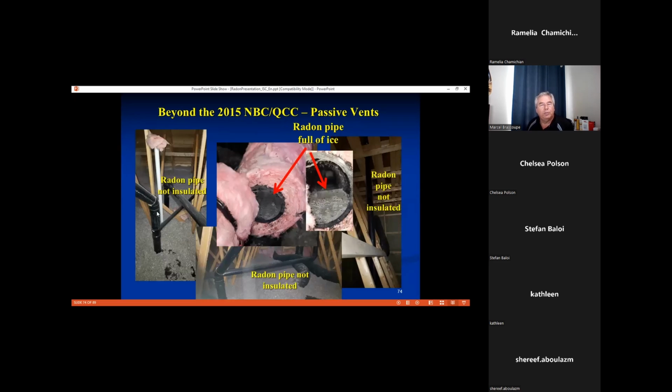Here's an example of one job we did recently, just before Christmas, where there was no insulation on the pipe in the attic. We had to cut the pipe, and you could see how much ice buildup was inside the pipe. So, landing in the attic, you want to minimize any horizontal runs. And the pipe in the attic should be insulated.